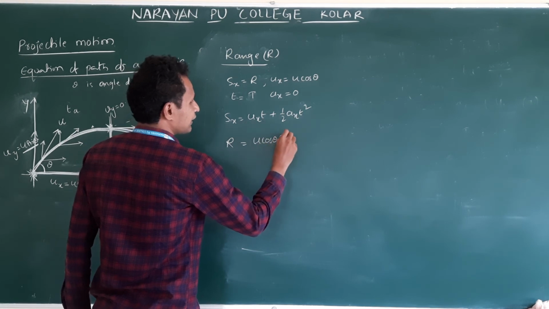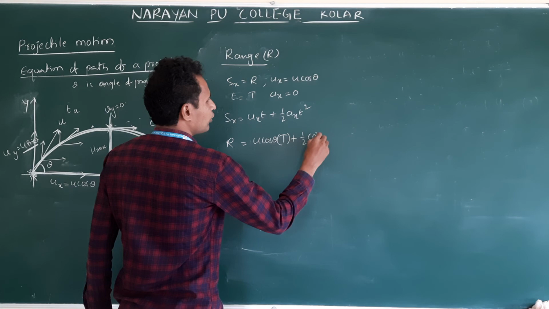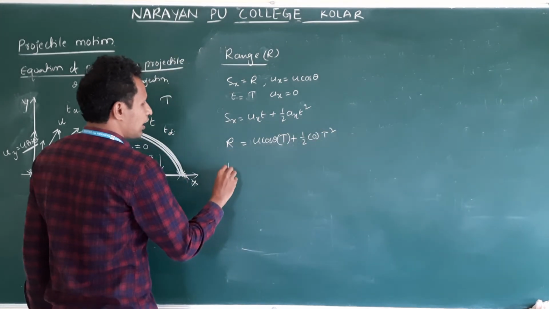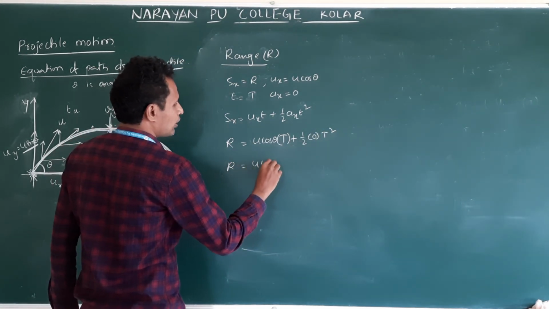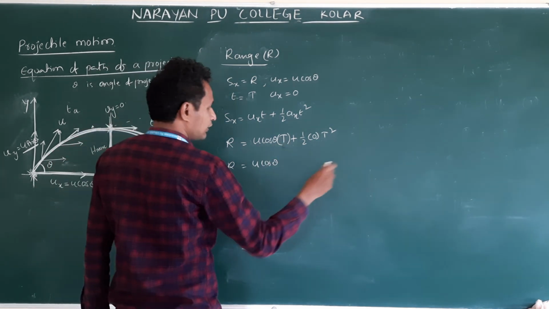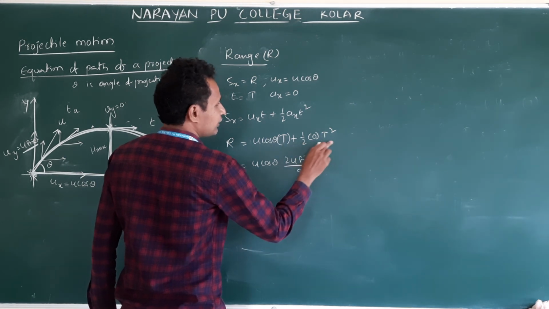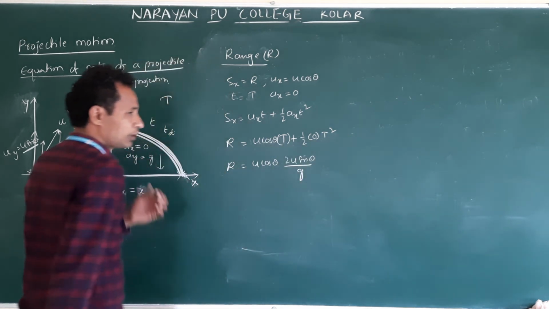T we are considering as a capital T plus half 0 t square. Then r is equal to u cos theta. What is t? Time of flight. In the last equation we have seen there 2u sin theta by g. This term is 0 because 0 into something.